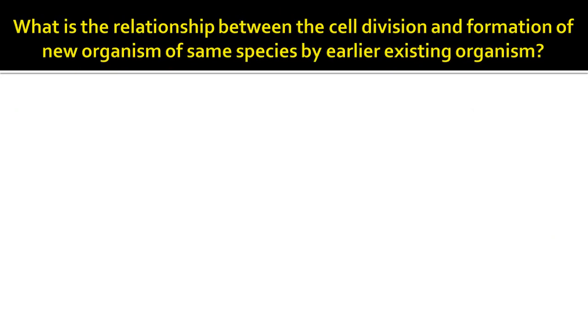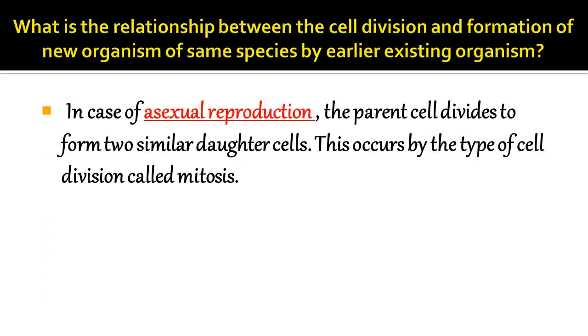Alright, next question: what is the relationship between cell division and the formation of a new organism of the same species by an earlier existing organism? In asexual reproduction, the parent cell divides to form two similar daughter cells, and the two daughter cells are exactly similar to the parent. This occurs by a type of cell division called mitosis. We have seen that in mitotic cell division, the chromosome number is the same as that of the parent.